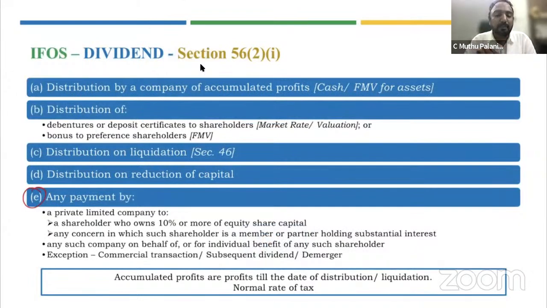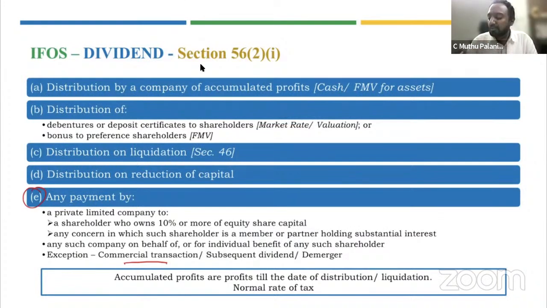But anyways, this is not applicable when it is a proper business transaction. When it is a proper commercial transaction, it will not be treated so. And subsequently, when dividend is received, this will be reduced. If I'm giving 100 today, this will be treated as deemed dividend. 2 years later, I'm giving a dividend of 120. At that time, 120 minus 100, that only will be treated as dividend income.